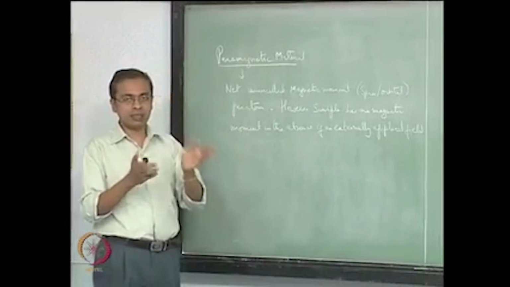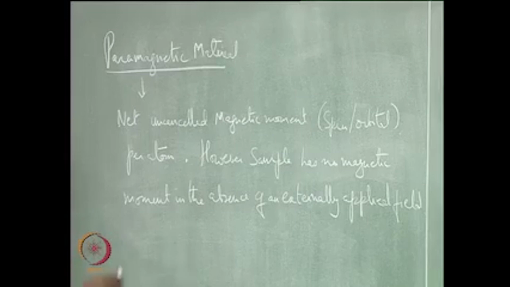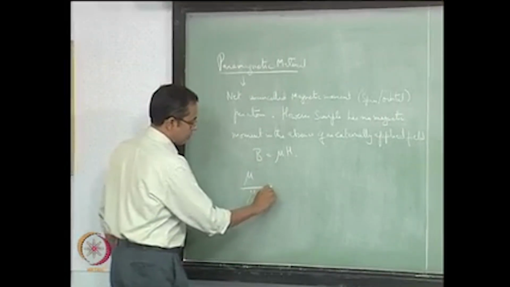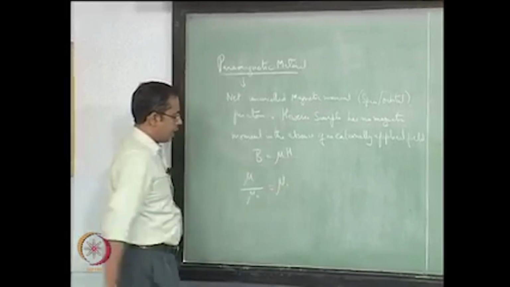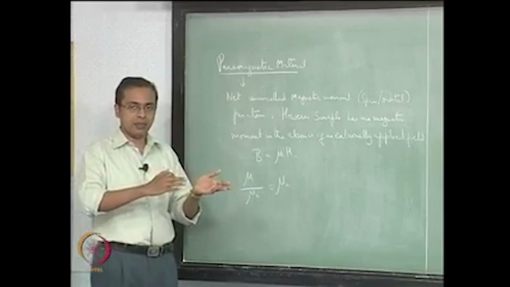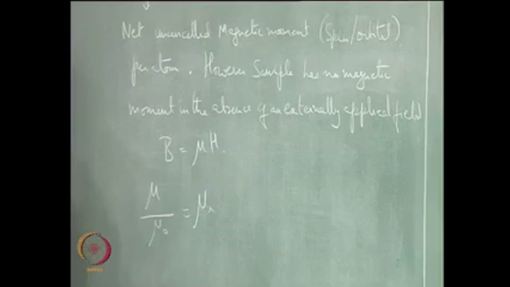Okay. Now if you apply a field, what happens is these uncancelled magnetic moments align in the direction of the field. So in some of these materials it is seen that they align in the direction of the field, and so again we get B is mu H, and of course mu by mu naught equals mu r. In this case since they are aligning in the direction of the field, and it is adding to the field, it is strengthening the field in the region where the sample is present.